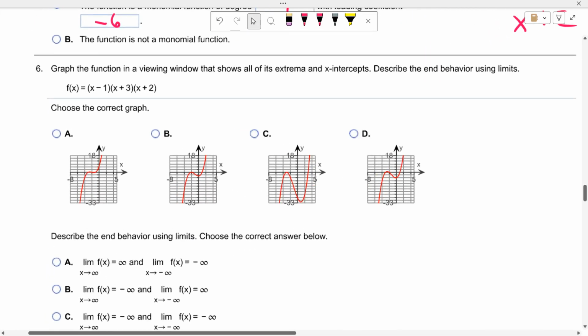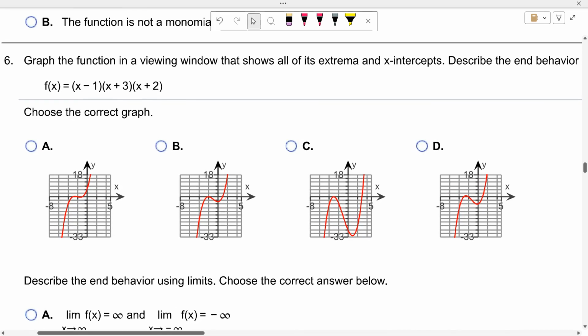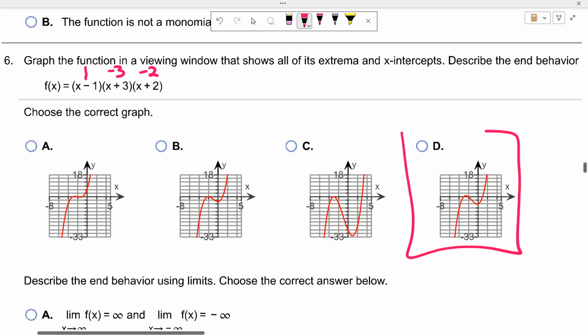All right, this function. Each of these are the first power, so the graph will cross each one of these numbers. Where will it cross? Well, it'll cross at x equals 1, x equals -3, and x equals -2. So 1, -3, and -2. So it's kind of like a D-ish looking one. Okay, I think it's probably D, because it crosses at a +1 over here, a -2 there, and a -3 there.